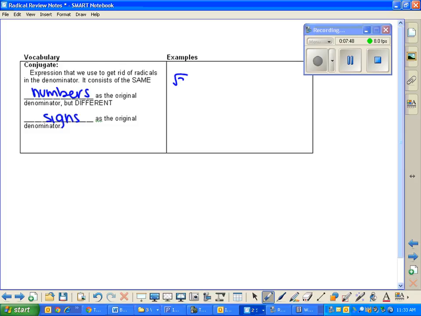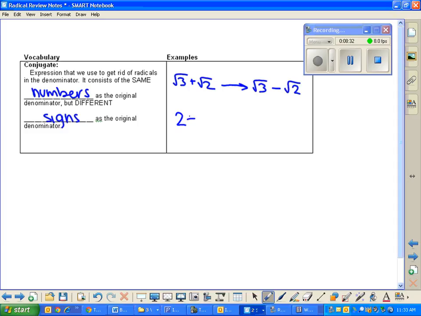What if you had square root of 3 plus the square root of 2 as your denominator? What's the conjugate to that? Does anyone know what the conjugate of square root of 3 plus the square root of 2 is? Well, I'll tell you. Looks like that. What are we missing? If we have the same numbers but different signs. What's that middle one? What goes right in between? So it says, but different signs. Minus sign, yeah, exactly. So same numbers, just that different sign in the middle.